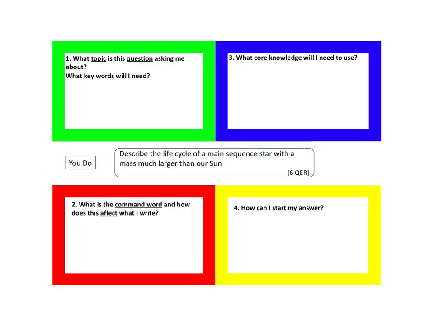What I'd like you to do now is describe the life cycle of a main sequence star much larger than our sun. Complete the boxes as you've just done on your notebook, and write a full answer. If you'd like something extra to do because you've finished, there's a bit more for you. Thank you very much. Good luck. If you need any help or support, please write to your teacher in the comments box. Thank you very much.